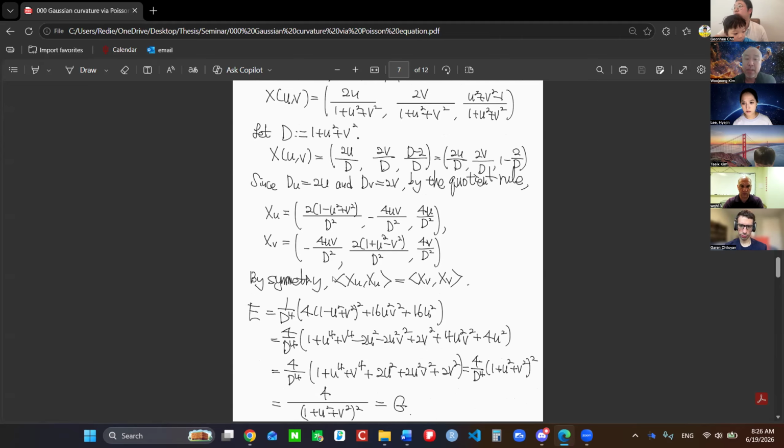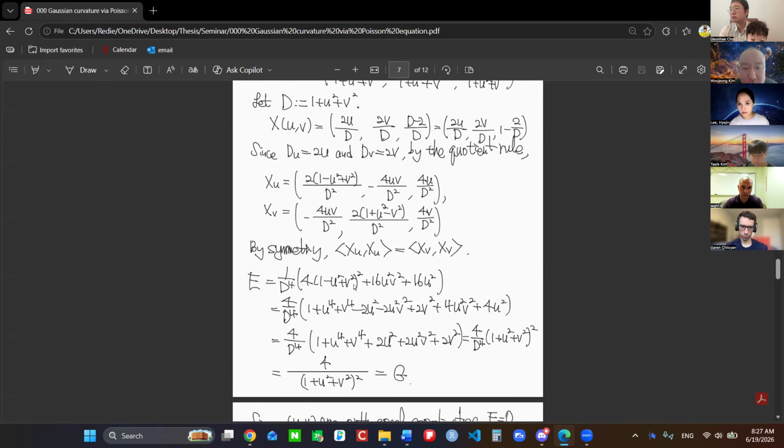So by symmetry, in here, if x partial u, then negative u squared. If x partial v, then negative v squared. So this y component becomes the x component. The z component is going to be the same. So by symmetry, we easily know that the inner products xu with xu and xv with xv are equal.